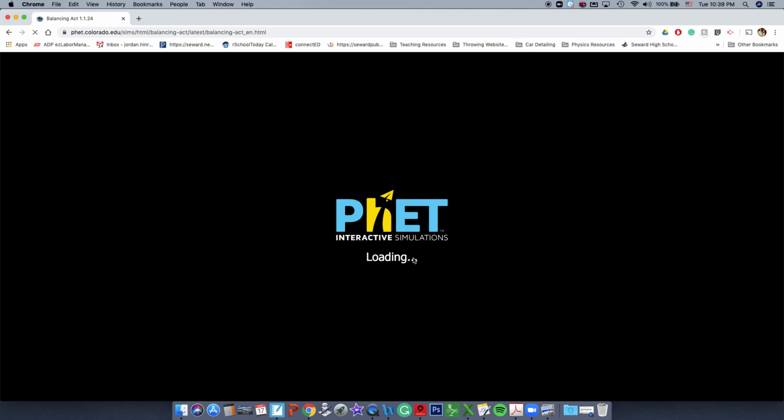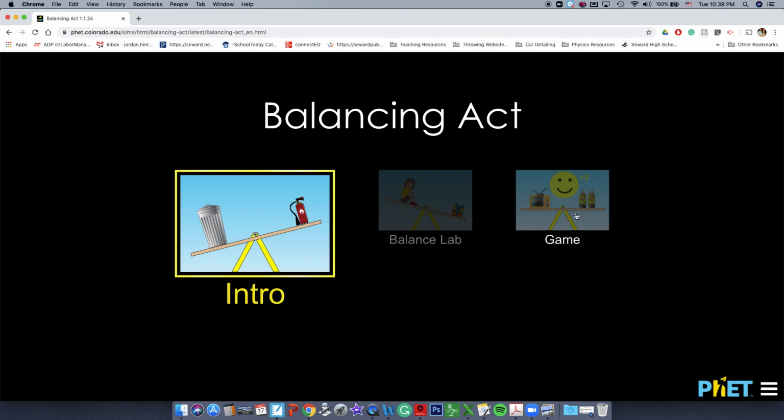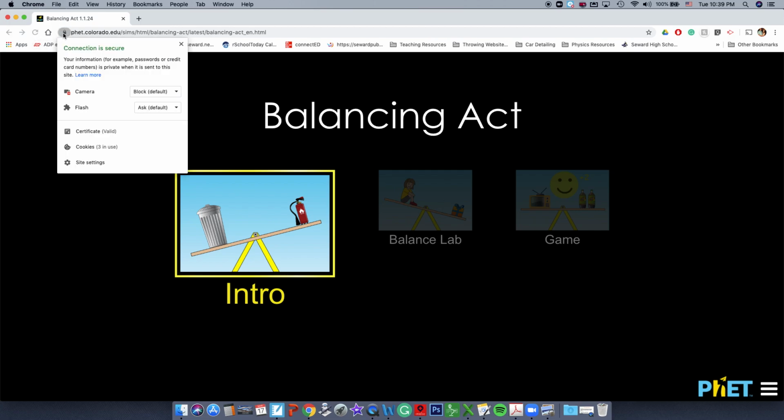It says loading. Since this is the first time for you guys doing it, it might not load for you. It might have something that says allow Flash Player or something like that. So then you'll need to go to your little lock up here.